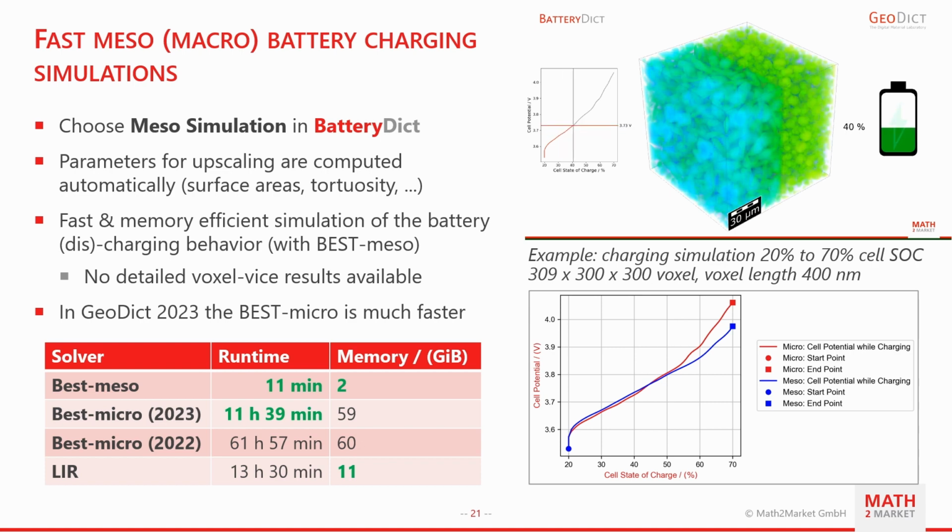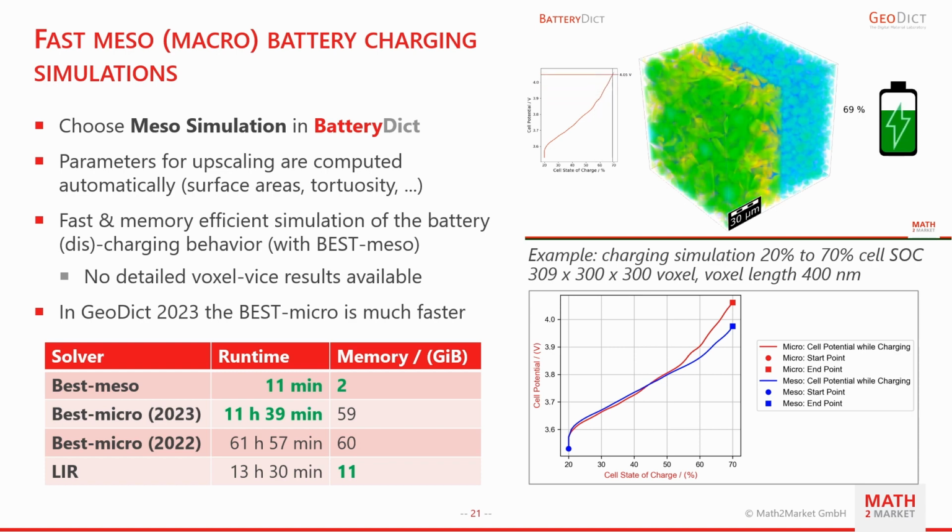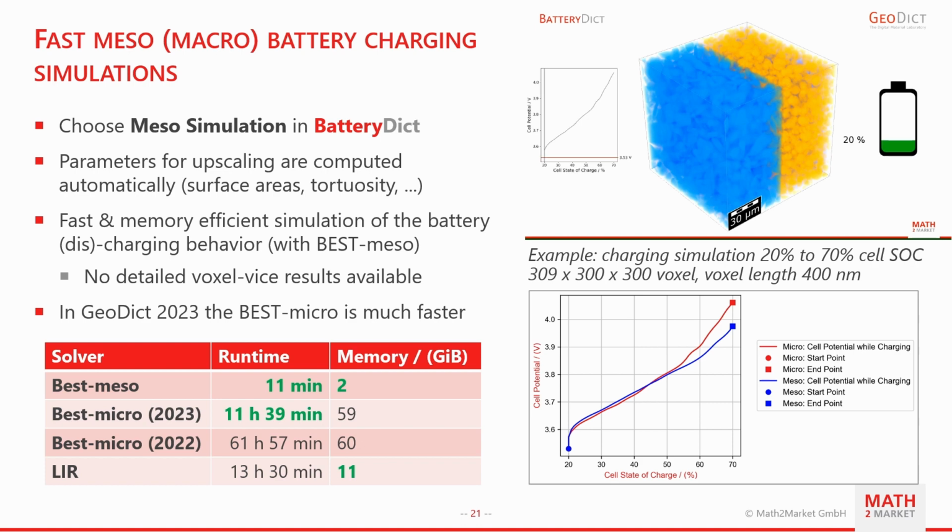takes considerably more memory. With the new GeoDict version, it is also possible to perform an even faster mesoscale simulation on this accurate microstructure model, choosing the solver BestMeso. All the parameters needed for this upscaled simulation are computed automatically on the microscale and passed on to the mesosolver. In this way, the simulation time goes down to 11 minutes and only 2 GB of memory are used.